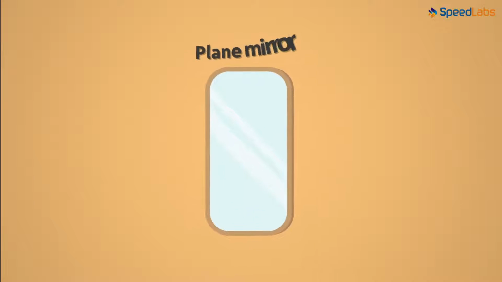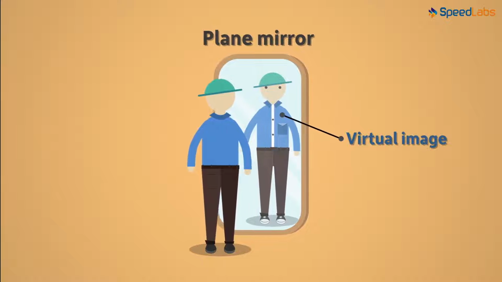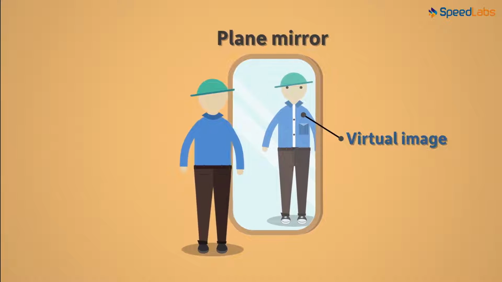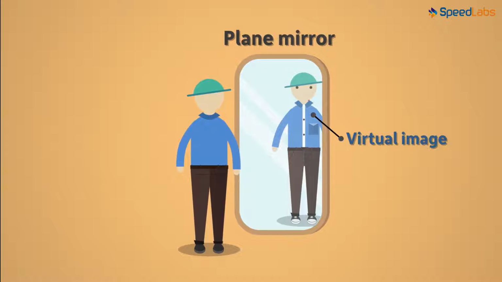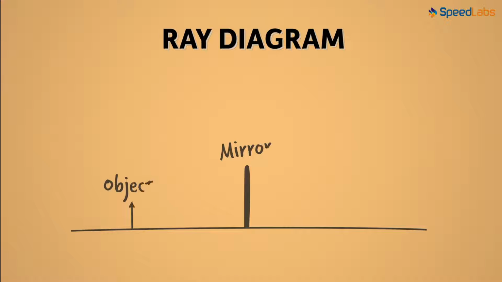We know that plane mirrors form virtual images. A virtual image is an image which seems to be formed behind the mirror, but in reality, it isn't formed there. To find the location of this virtual image behind the mirror, we use ray diagrams. Yes, we draw ray diagrams on a paper to find the locations of images.